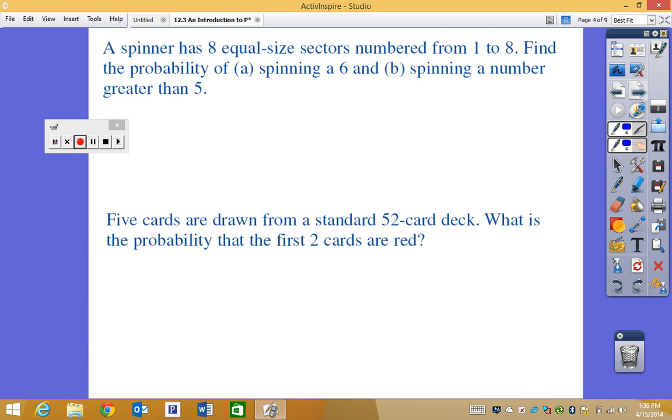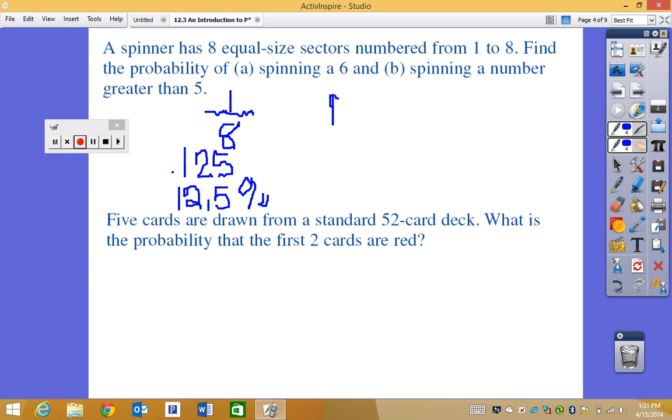A spinner has 8 equal size sectors numbered from 1 to 8. Find the probability of spinning a 6. Well, on the 8 equal sized sectors numbered from 1 to 8, there is one section that's numbered 6 out of 8. So the probability of spinning a 6 would be 1 out of 8. This can also be written as a decimal, which is 0.125, or converted to a percent, which would be 12.5%.